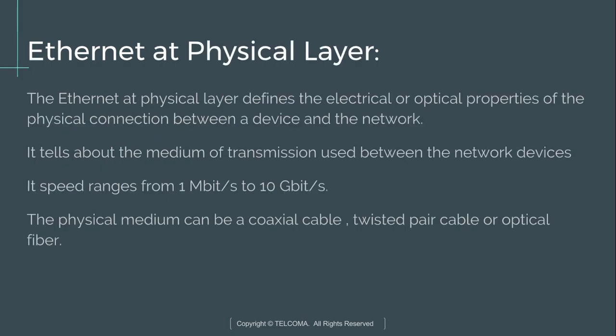The Ethernet at the physical layer defines the electrical or optical properties of the physical connection between a device and the network. So it tells about the medium of transmission used between the network devices. Its speeds range from 1 megabit per second to 10 gigabits per second. The physical medium can be a coaxial cable, twisted pair cable or an optical fiber. So it means that Ethernet at the physical layer defines the transmission medium used by the devices connected in the network to transmit the data over the network.